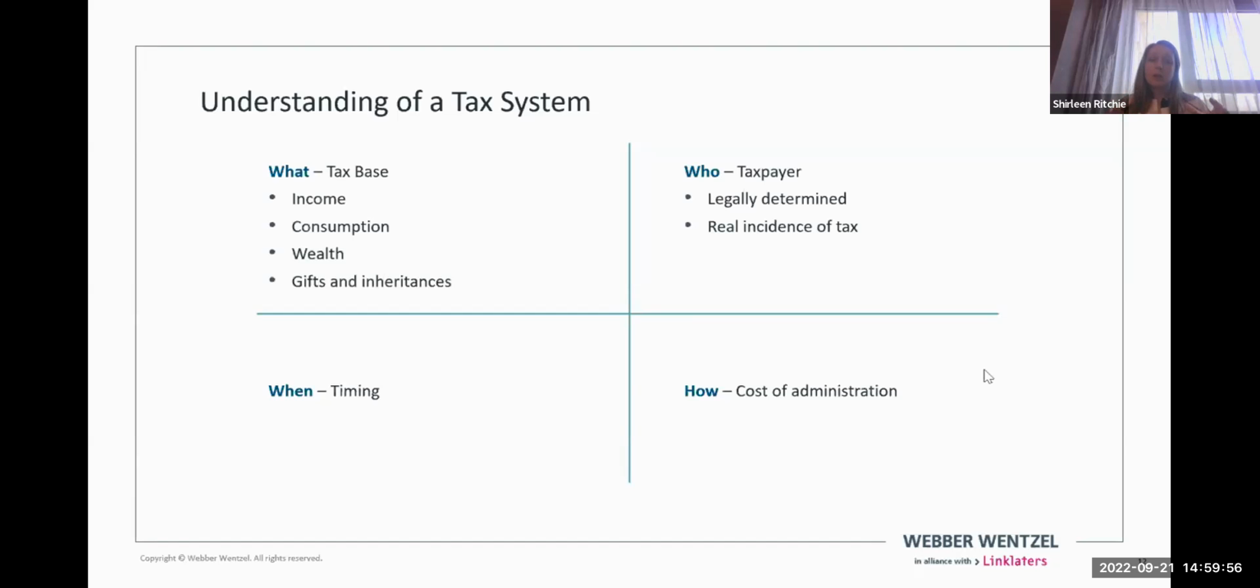So this is the income, consumption taxes, wealth taxes, gifts and inheritance. All of these things might be taxed, and that is what essentially forms the tax base.